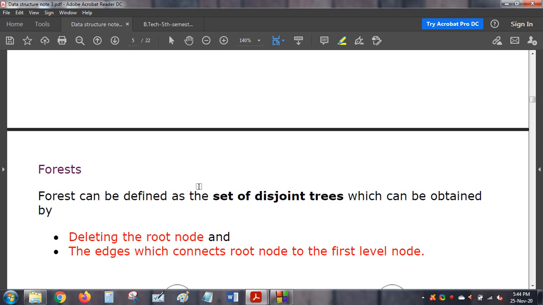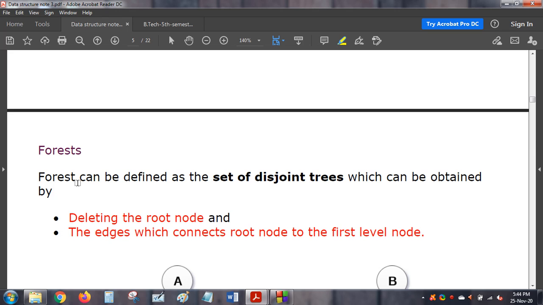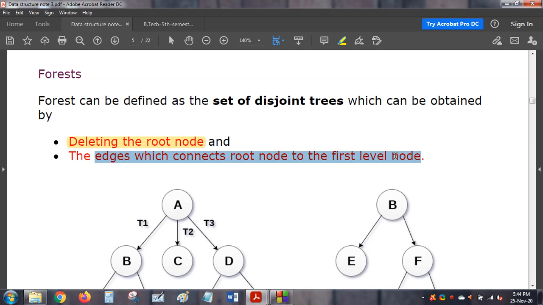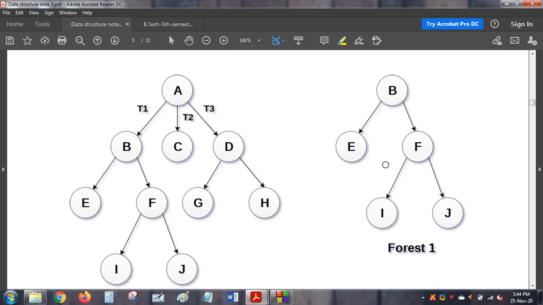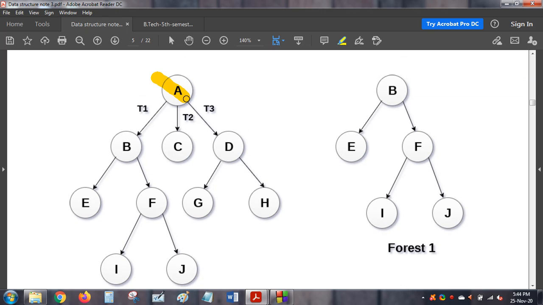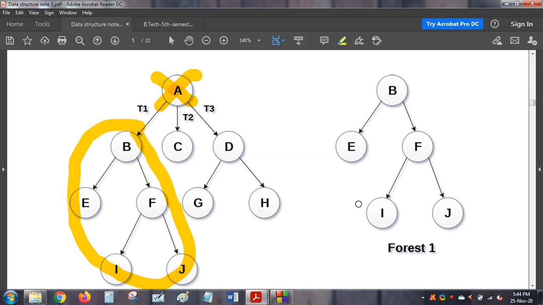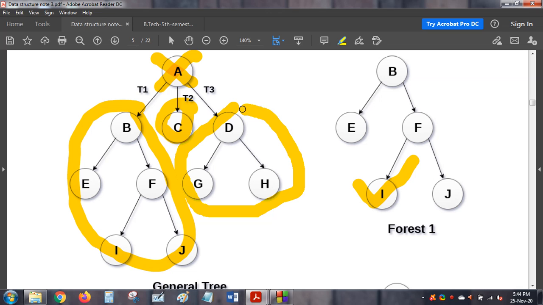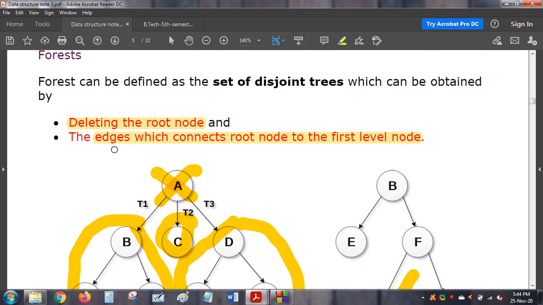Next is forest. So what are forests? A forest can be defined as a set of disjoint trees. We can obtain a forest by deleting the root node and the edges which connect the root node to the first level of nodes. So if this is my general tree, how can I say this is a general tree? Because there is some kind of hierarchy where this is the root node and it has multiple other nodes. Now over here, if I remove this root node, then I will have one set over here. This is one forest. Then I will have another set over here. This is another forest. Then I will have another set. This is the third forest. So how can we form a forest? We can form a forest by deleting the root node and the edges which connect the root node to the first level.